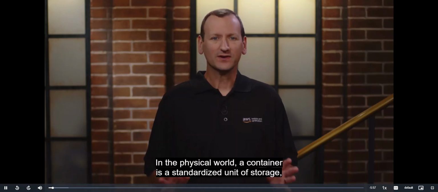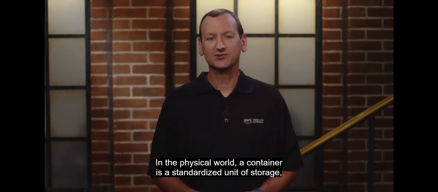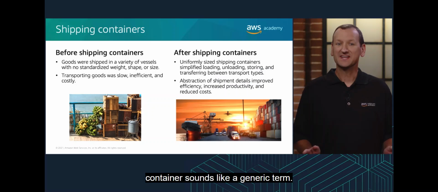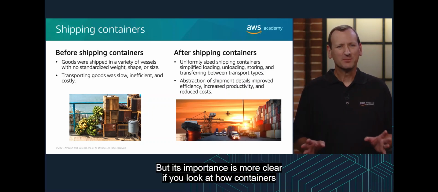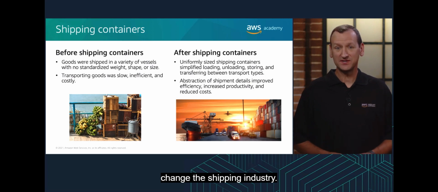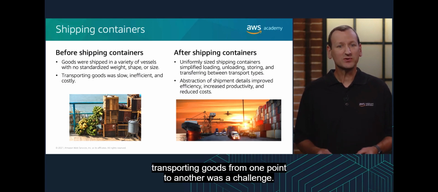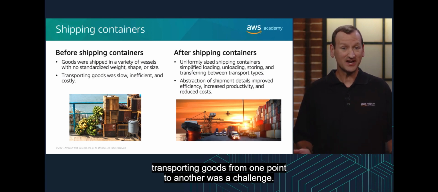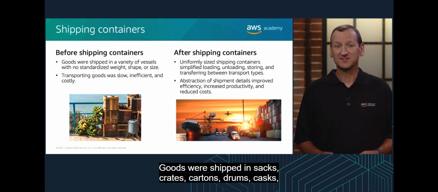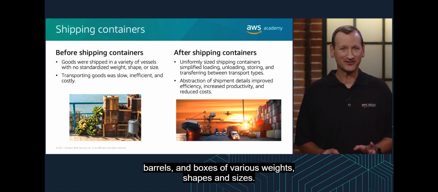In the physical world, a container is a standardized unit of storage. Container sounds like a generic term, but its importance is more clear if you look at how containers changed the shipping industry. Before the introduction of the modern shipping container in 1956, transporting goods from one point to another was a challenge. Goods were shipped in sacks, crates, cartons, drums, casks, barrels, and boxes of various weights, shapes, and sizes.